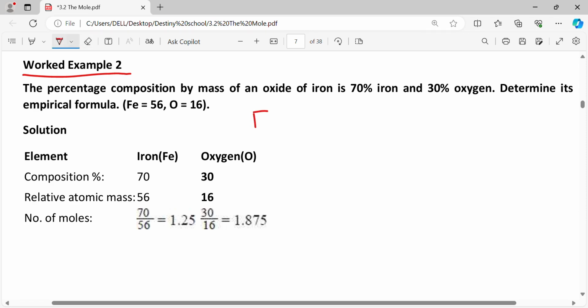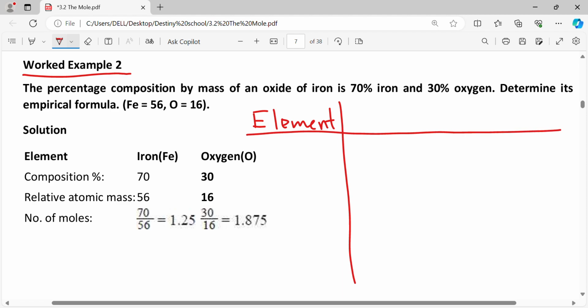So where you need the element, normally do it in form of a table. Then you put your elements. In this scenario there were 2. So the first one was iron, which is Fe. You know, iron in Latin it is called ferrum. And that's why it has the symbol Fe. Then oxygen is that. So those are the elements.